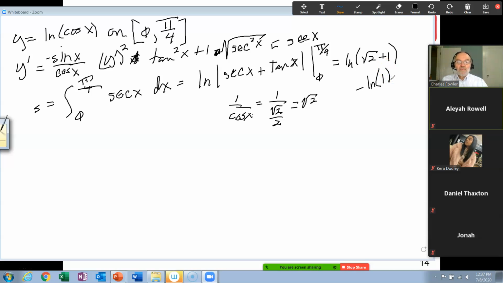Well, anyone remember what the log of 1 was? 0. Okay, so our answer is just simply log of root 2 plus 1, the natural log of root 2 plus 1. And you can figure out what that is. They do it on a calculator too, I assume, so I will do the same thing.